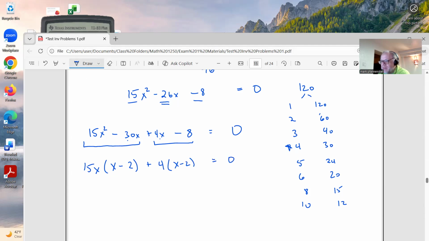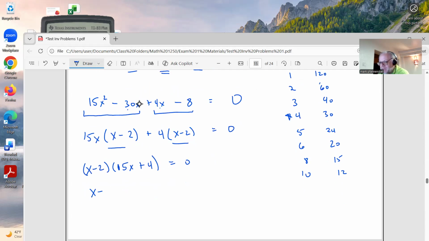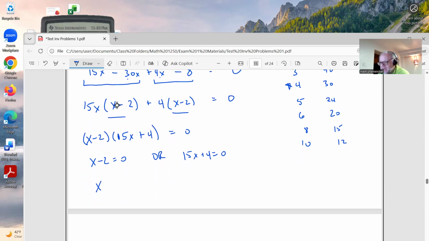Right? So we can say factoring by grouping now. So let's go ahead and deal with this. We have x minus 2, and we have a 15x plus 4 that's left over equals 0. And it looks like we are going to be able to say x minus 2 equals 0, or 15x plus 4 equals 0. Now, we have x is equal to 2, or 15x equals negative 4, or x equals negative 4/15. Okay, those are my two answers that I have here.